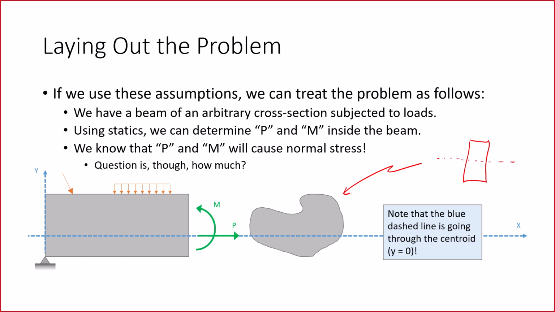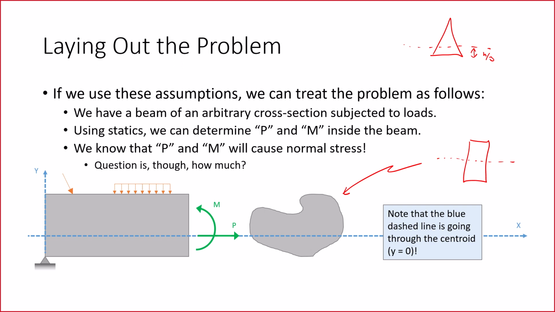If it was, let's say, a triangle, then it would be going through that point right there, where that's h over 3. With me so far? Okay. Now, I have two unknown forces inside the system that are generating normal stresses, an axial force and a bending moment.